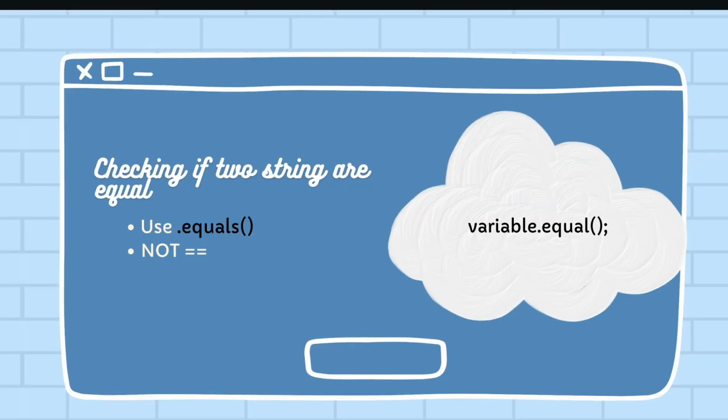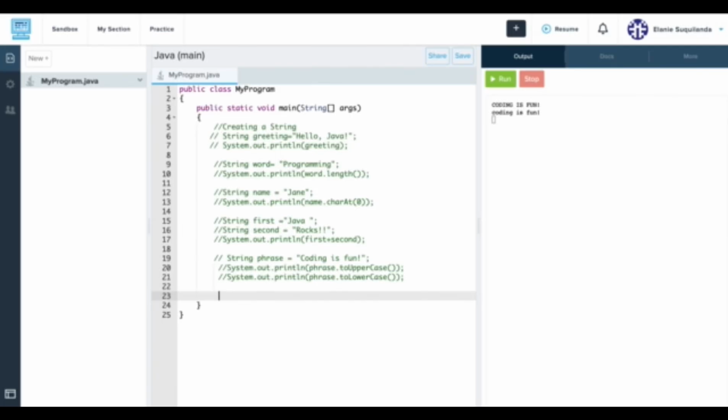Checking if two strings are equal. When comparing text, never use the equal sign. Use .equals() instead. Here we will need to create two separate strings. String A that says Hello with an uppercase H and string B with a lowercase h. Then in System.out.println, we would then put A.equals(B). This will come out as false since they don't match up.